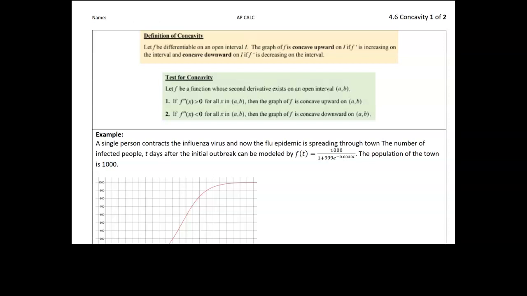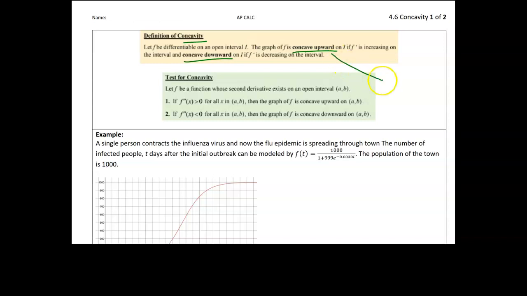Okay, I want to introduce one last definition in our unit on derivatives here. This definition is concavity. And for concavity, notice we have these notions of concave up and concave down. I want to talk about those visually before we relate them to our derivatives here. So I like to think of these just in terms of parabolas.